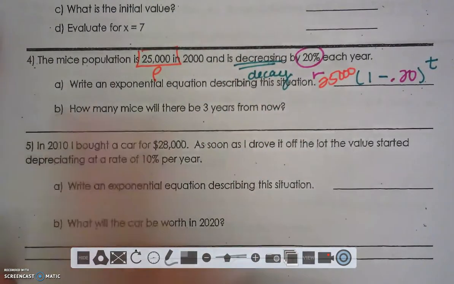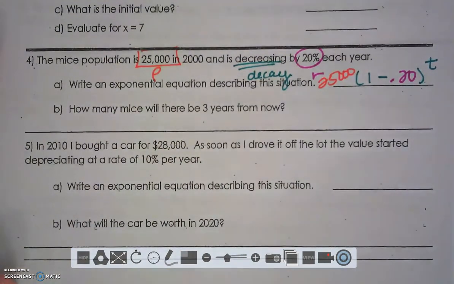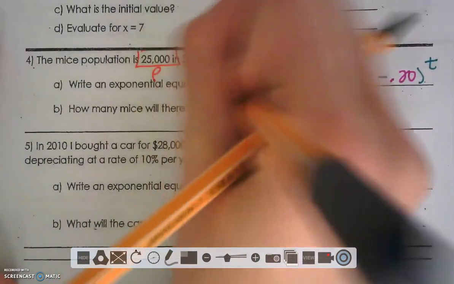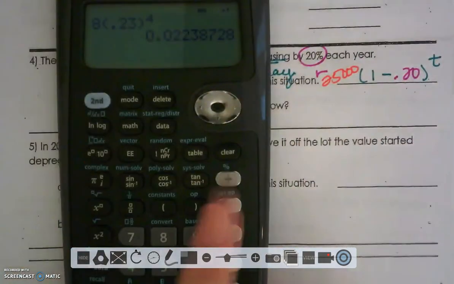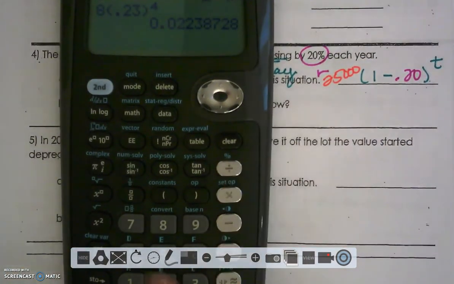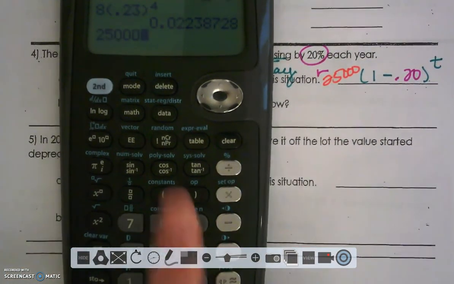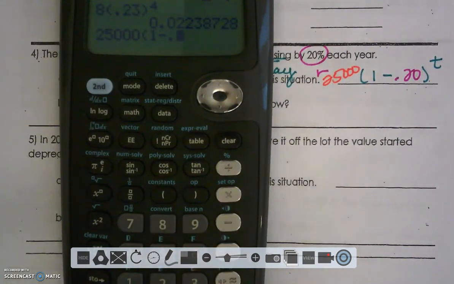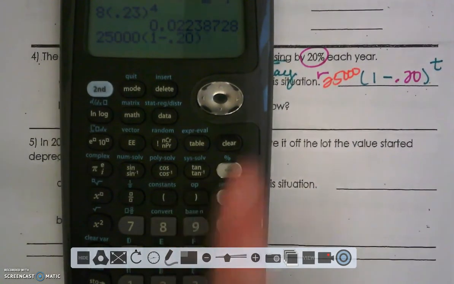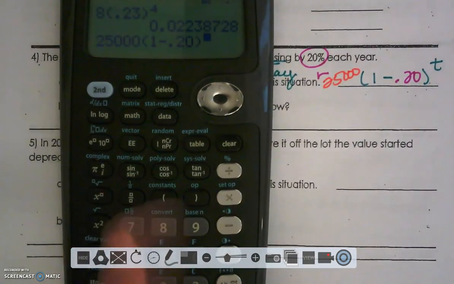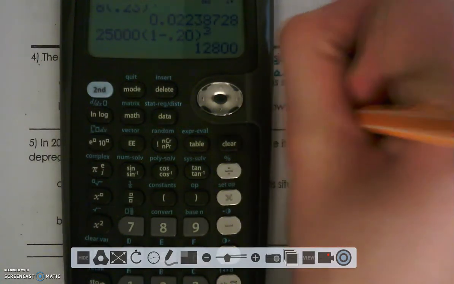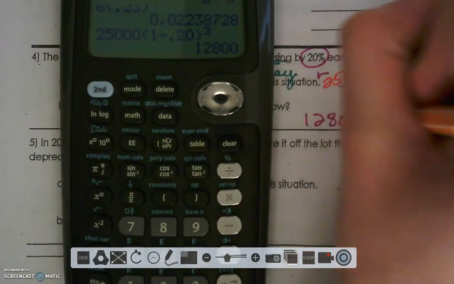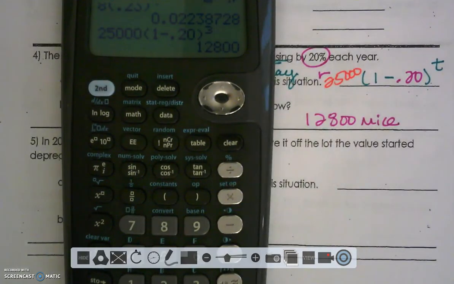Well, how many mice will there be in 3 years? Okay. Remember, this represents time. So I'm going to plug in, I'm going to substitute in that 3. So I'm going to have 25,000 times 1 minus 0.20, and I'm going to raise that to the 3. And we get that there are 12,800 mice after 3 years.